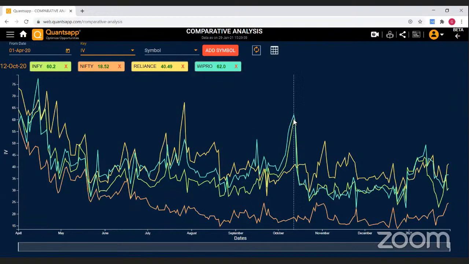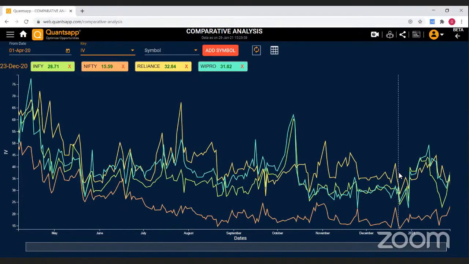So what we are trying to do here is compare the IVs of these stocks, how the IV is performing. We all know the IV is mean reverting, it reverts back to its mean. Even if it goes high, it is going to revert back. If it's going too low, it's going to revert back. So we can compare the IVs of these stocks altogether.